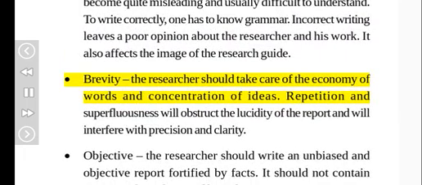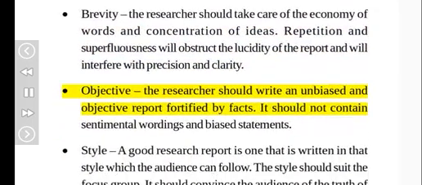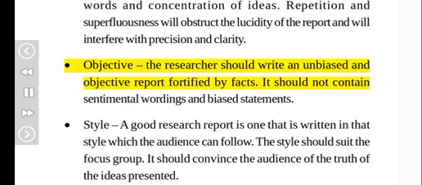Brevity. The researcher should take care of the economy of words and concentration of ideas. Repetition and superfluousness will obstruct the lucidity of the report and will interfere with precision and clarity. Objective. The researcher should write an unbiased and objective report fortified by facts. It should not contain sentimental wordings and biased statements.